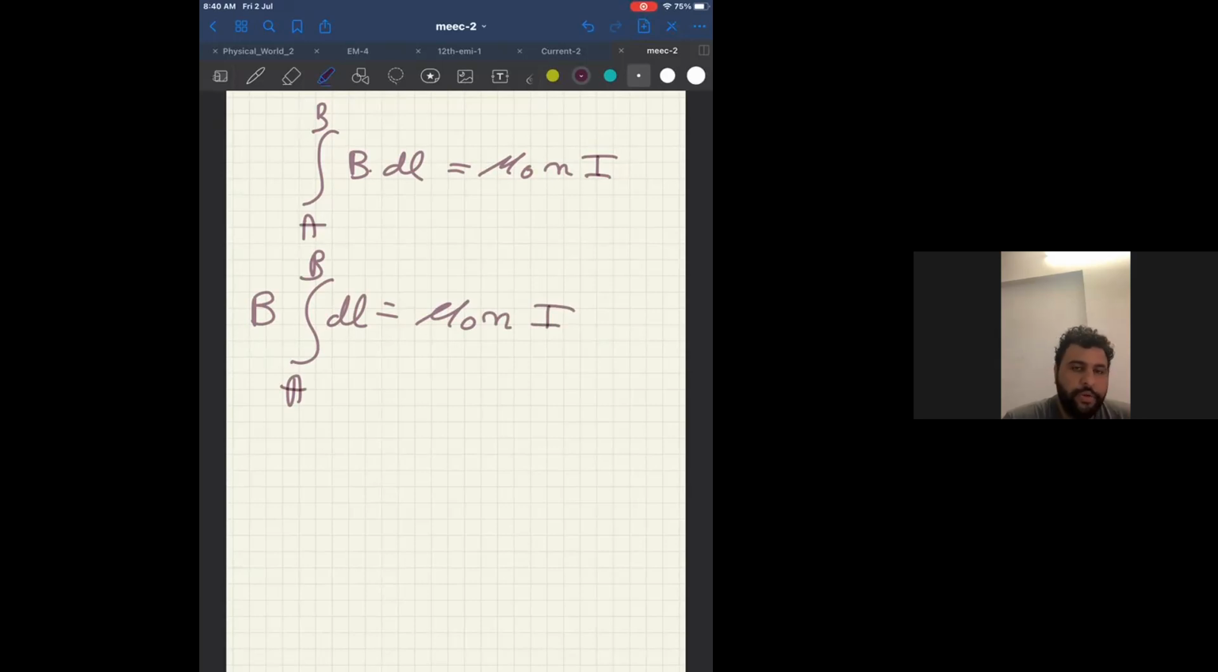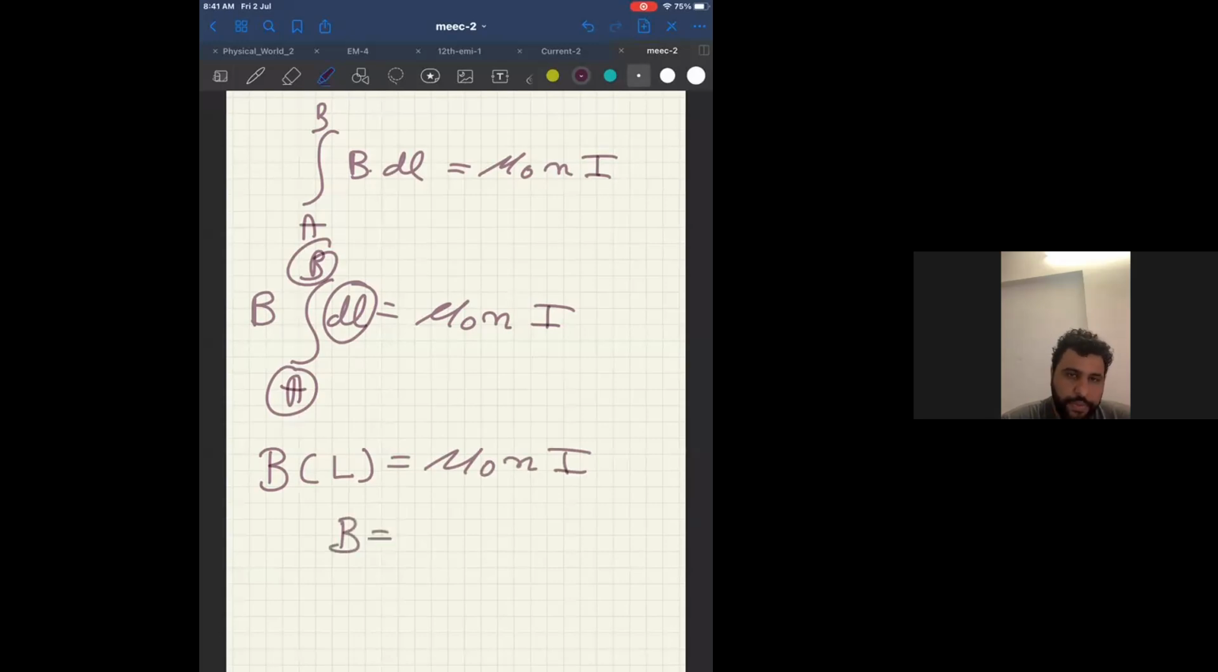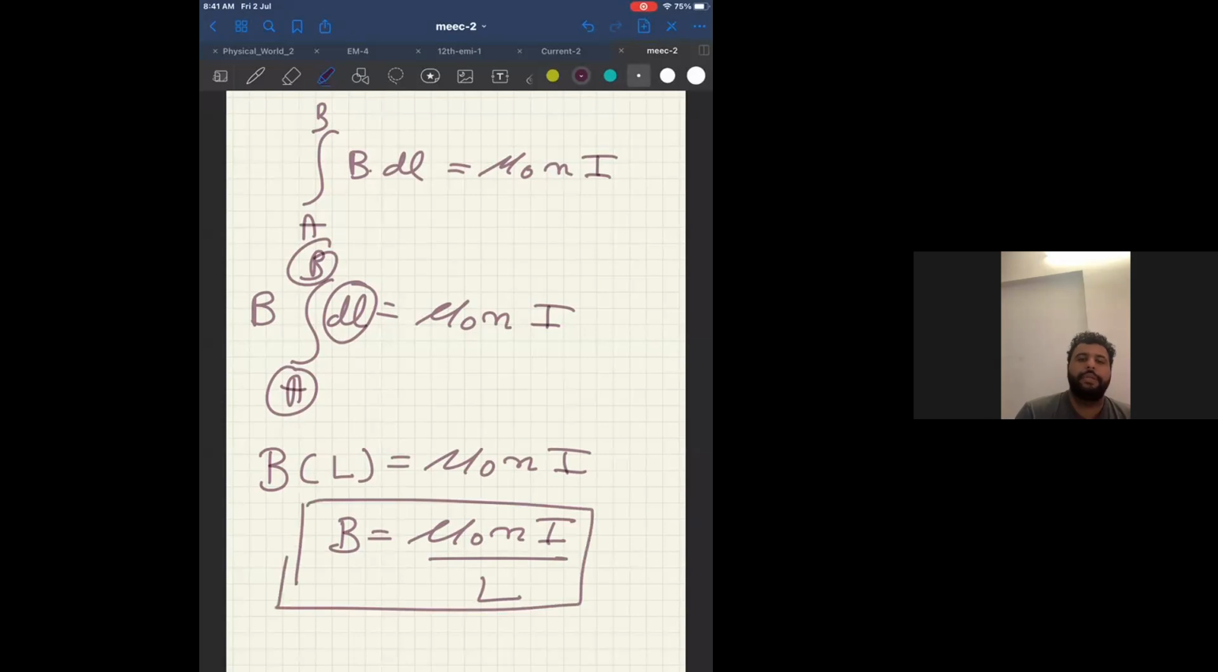Now, integration of A to B dl means what? The total length between A and B. Check the diagram. Total length between A and B is the length of the axis itself, capital L. Check the diagram where the length of the axis AB was L. Therefore, the total length between A and B is capital L. That I will get as mu naught Ni. Or what is B equal to? Mu naught Ni upon L. B is equal to mu naught Ni upon L. Now, this is your formula number 3. That is the magnetic induction of a solenoid, mu naught Ni by L.